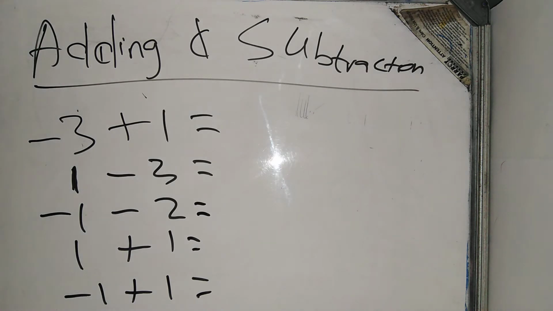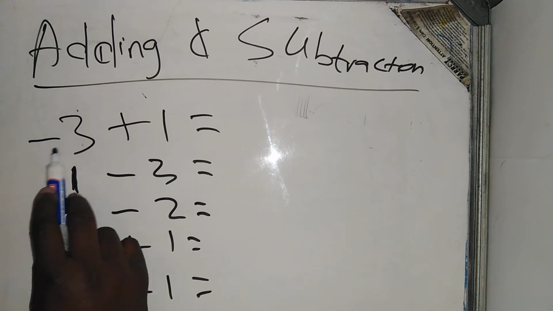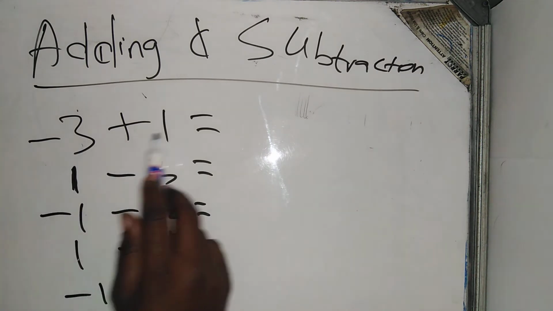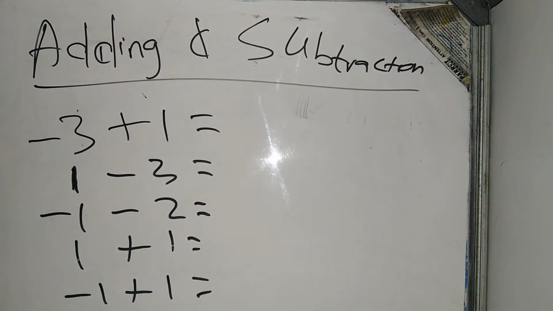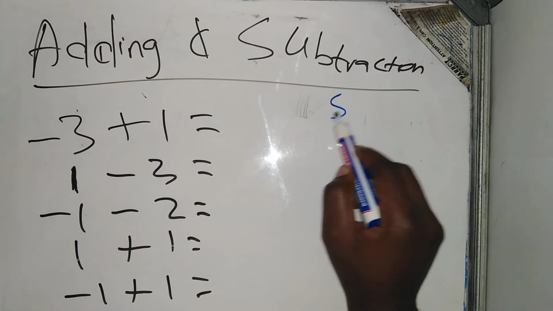Okay, right. Now when we are adding and subtracting, if we have two numbers that we are supposed to evaluate, you must look at the signs, right? So you must look at the signs. So the sign of 3 is minus and the sign of 1 is plus. So what is happening here? The signs are the same.